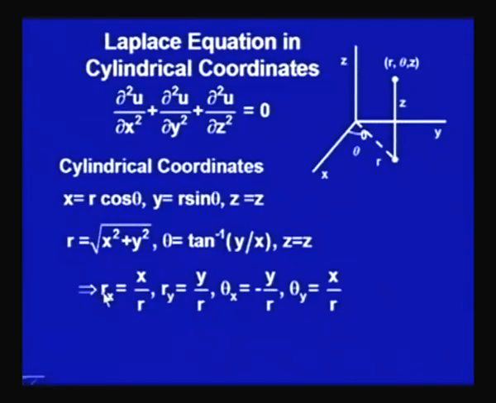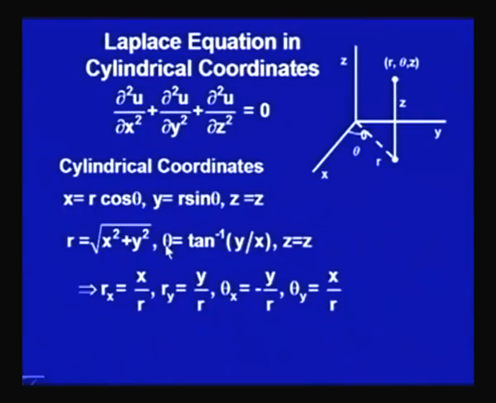Similarly, the subscript y means the partial derivative with respect to y, and so on. So, if I partially differentiate this, we get 1 upon 2 square root of x square plus y square in the denominator, and the derivative of x square plus y square with respect to x is 2x. So, we get x upon r. Similarly, the partial derivative of r with respect to y gives y upon r.